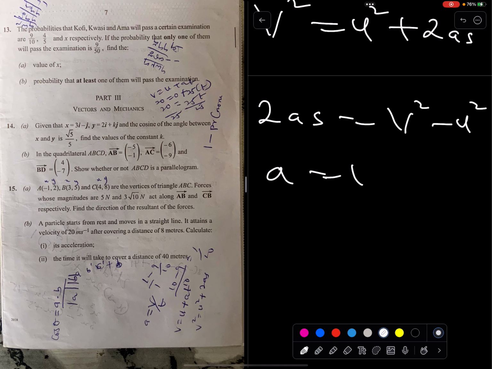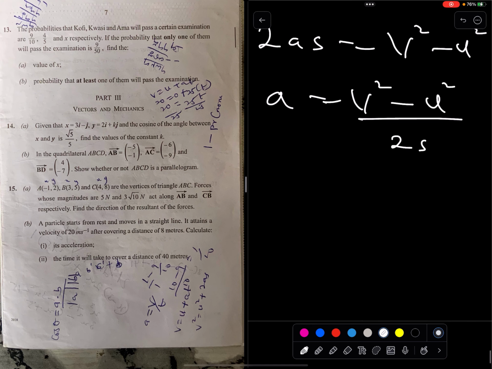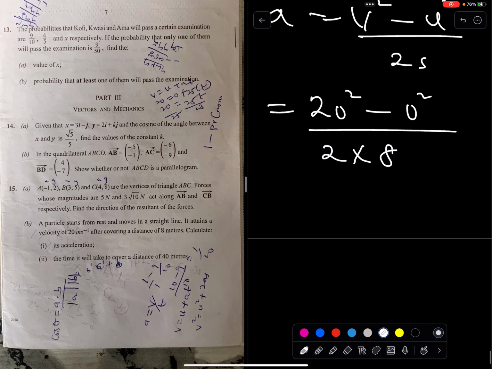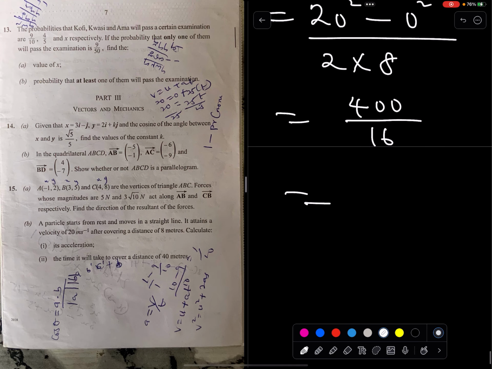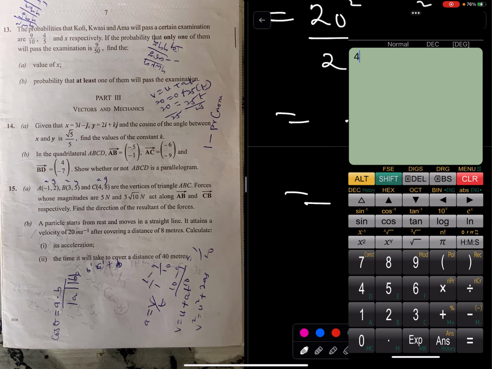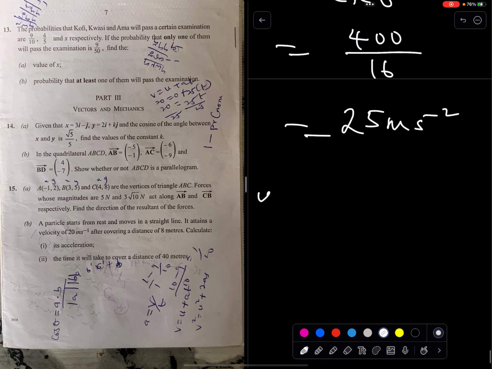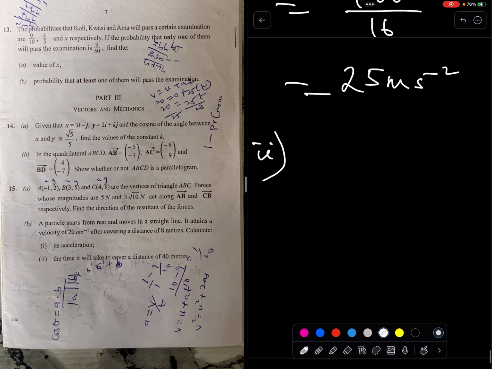And a is v squared minus u squared over 2s, which simply means 20 squared minus 0 squared over 2 times 8. And that's equal to 400 over 16. Let's check that. What's 400 over 16? And that's 25 meters per second squared. That's its acceleration.